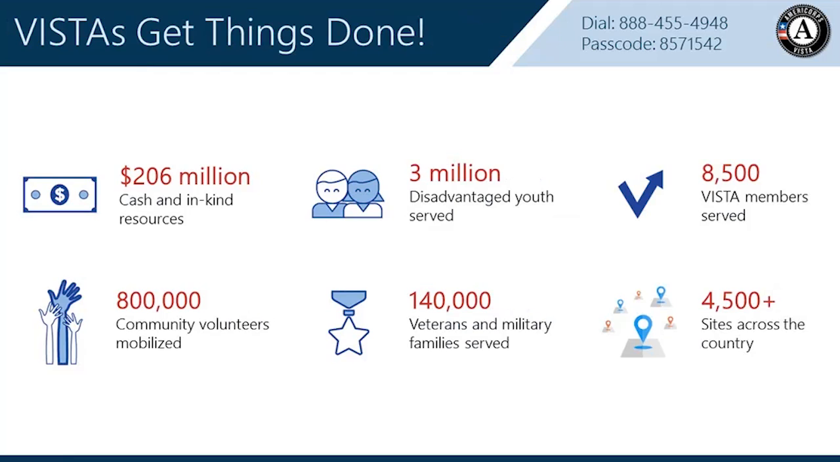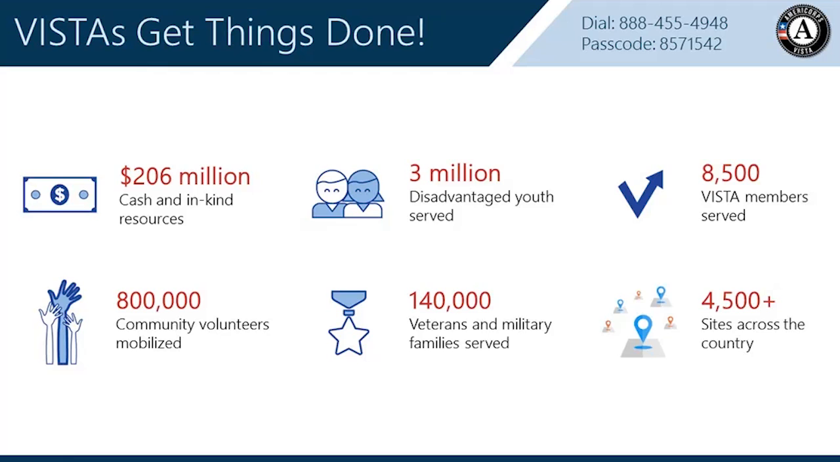That's amazing. VISTAs have recruited, trained, and assigned 800,000 community volunteers who collectively served more than 8 million hours in 2017. Also, the National Center for Children in Poverty estimates 16 million children in the U.S., about 1 in 5, live below the poverty line. VISTA members made it possible for their sponsors to serve 3 million of those children in after-school programs, tutoring, and assistance in food security.